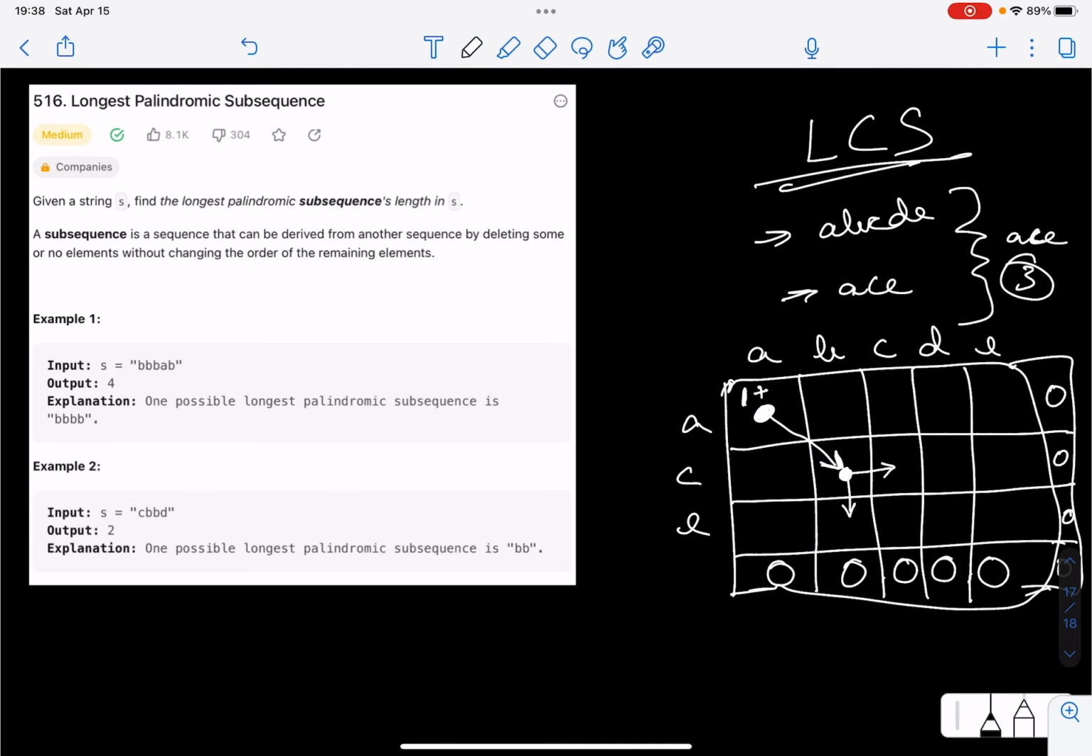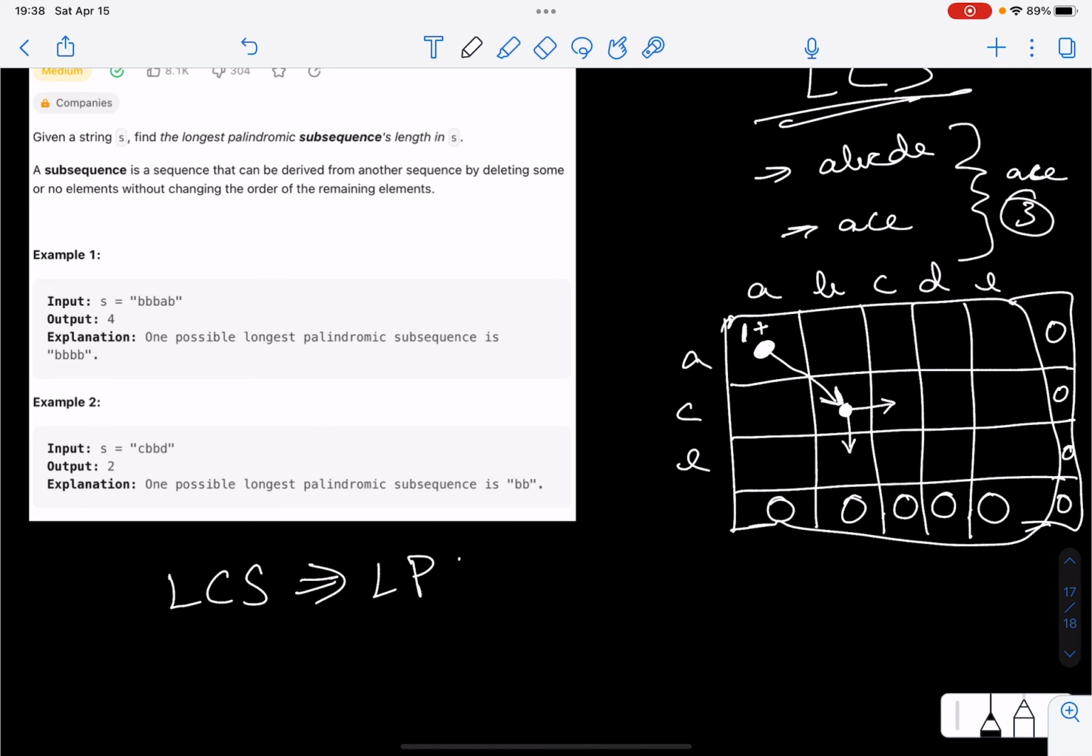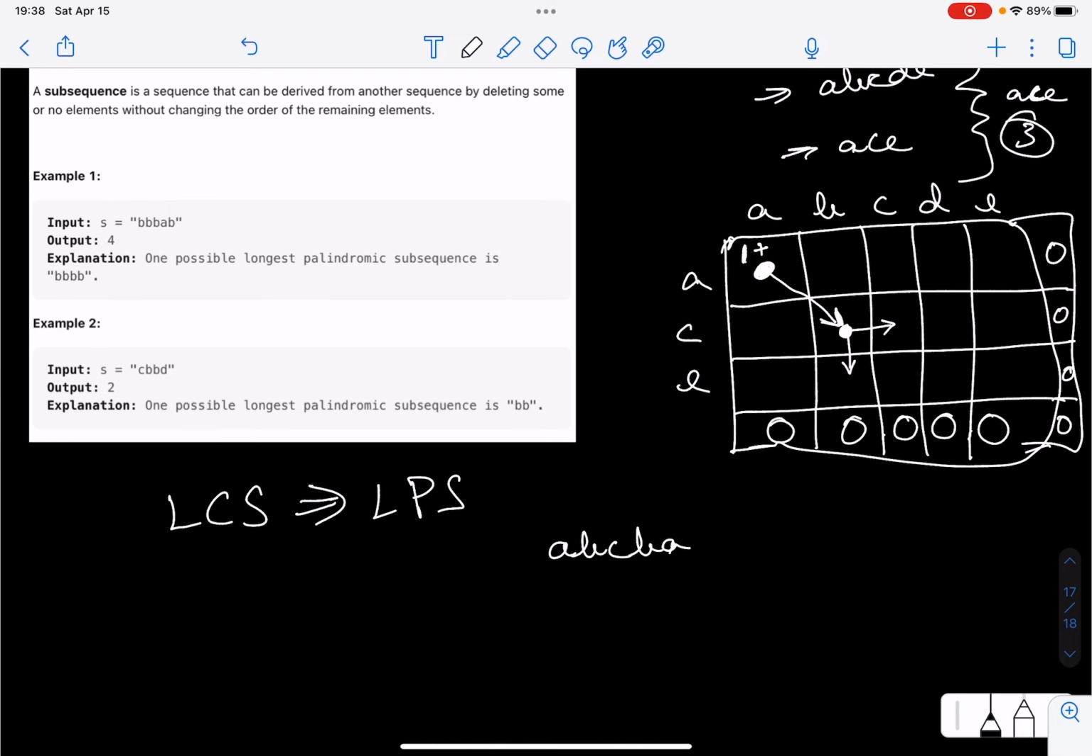Okay, so now how does the longest common subsequence apply to this problem, which is the longest palindromic subsequence? So let's see what a palindrome is, right? Let's consider A, B, C, B, A. We say that ABCBA is a palindrome because if we go from left to right, we read it as ABCBA, and if we go from right to left, we read it as ABCBA. You might notice that each of the characters over here are equal.